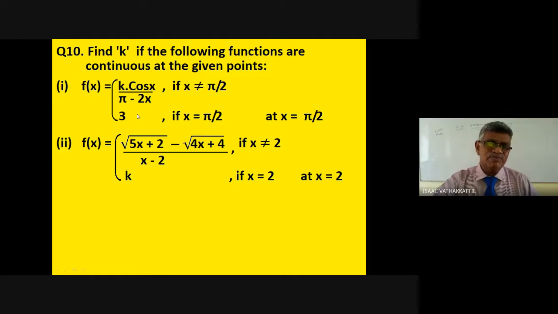So now what we find is that the limit as x tends to pi by 2 of f(x) equals f of pi by 2, which is 3. This is a very commonly asked question: find the limit as x tends to pi by 2 of f(x). That is why I took up the limits. You are not asked to find a limit as a question, but the limit plays a major role in these kinds of questions. And the second one is f(x) equal to (under root 5x plus 2 minus under root 4x plus 4) upon (x minus 2). It is not defined when x equal to 2, but when x equal to 2, it is k. If this function is continuous at x equal to 2, what will be k?